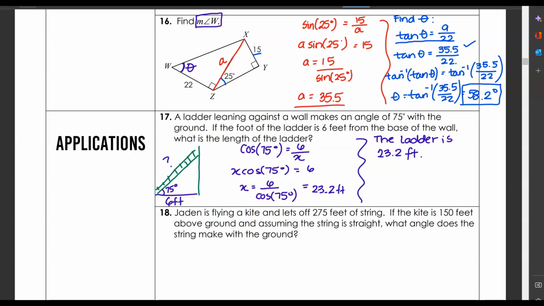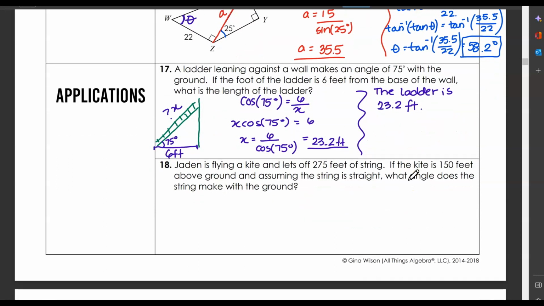Great. Once you took that pause to try it out, I hope you found that with that ladder leaning up against that wall, we're at a 75-degree angle right there. From the ladder to the wall, we had 6 feet of a difference. So if we're trying to find x as the length of the ladder, how long that ladder is, we're going to use cosine of 75 degrees, which equals 6 over x, and we're left with x equals 23.2 feet. And again, just a simple sentence: the ladder is 23.2 feet.